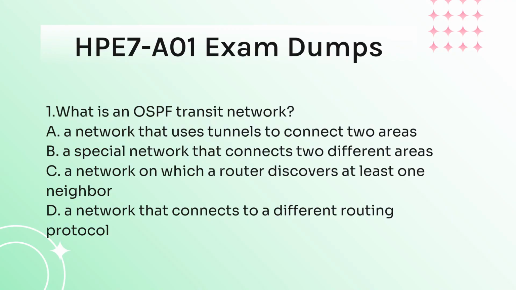1. What is an OSPF transit network? A. A network that uses tunnels to connect two areas. B. A special network that connects two different areas. C. A network on which a router discovers at least one neighbor. D. A network that connects to a different routing protocol.